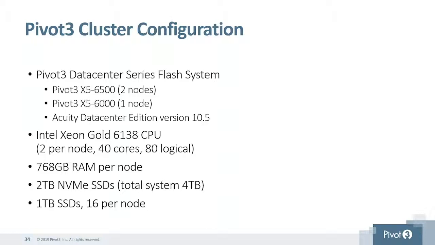We used quite reasonable Intel Gold 6138, that's 2-socket, 40-core nodes with 80 logical threads, 768 gigabytes of RAM per node. And in this accelerator, the two nodes, we had 2 terabyte NVMe SSDs for a total of 4 terabytes in the system. And each of the 3 nodes had 16 one terabyte SSDs in it. And this is our smallest footprint that we get to and achieve the results that we had here. Next slide.